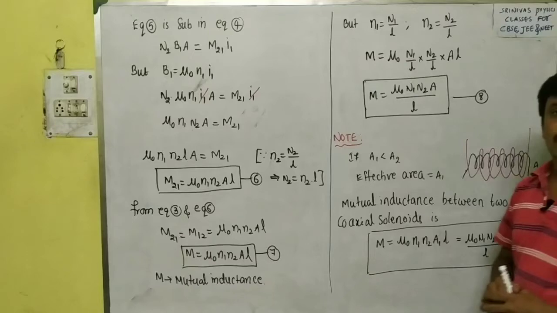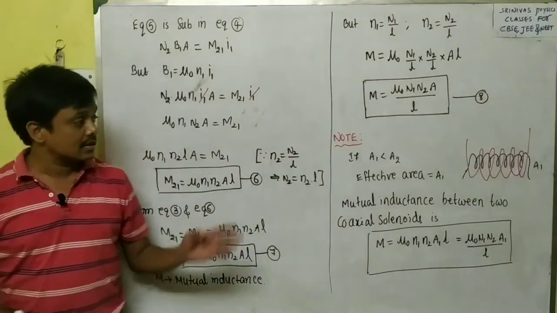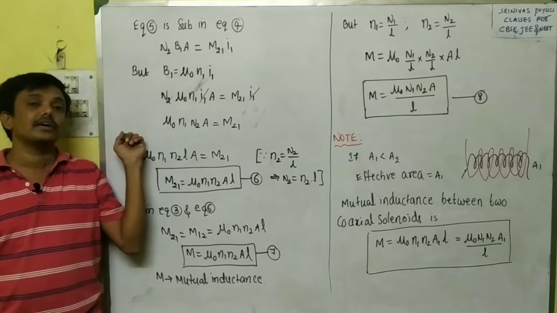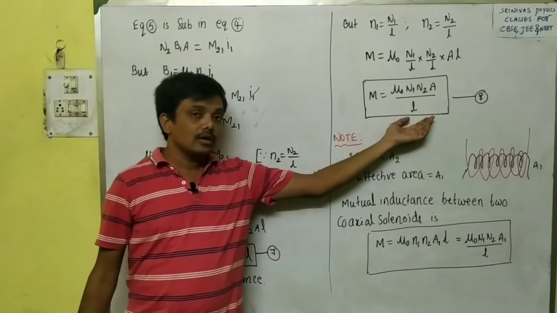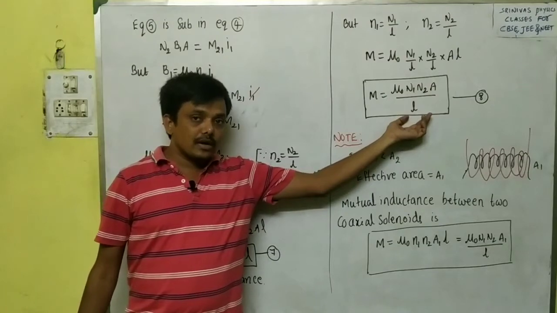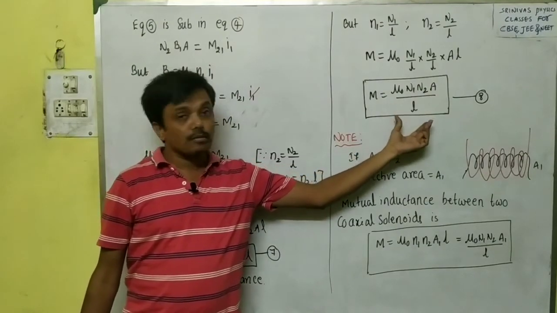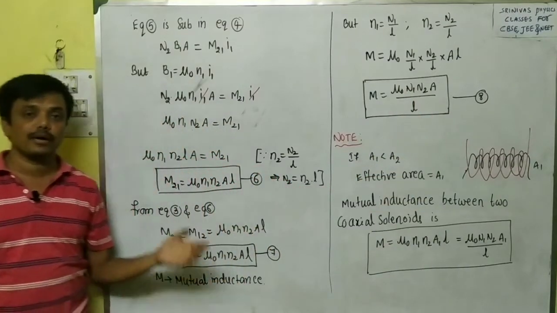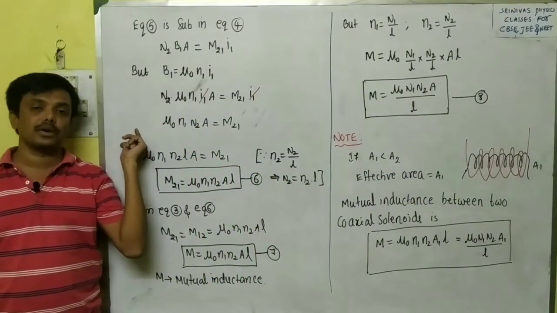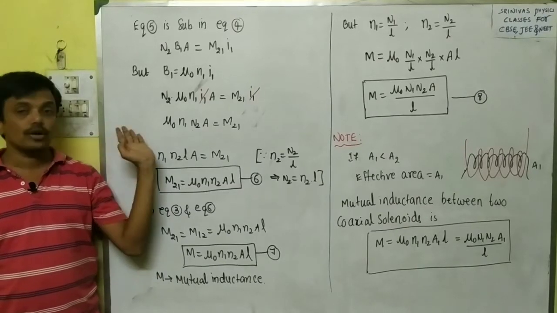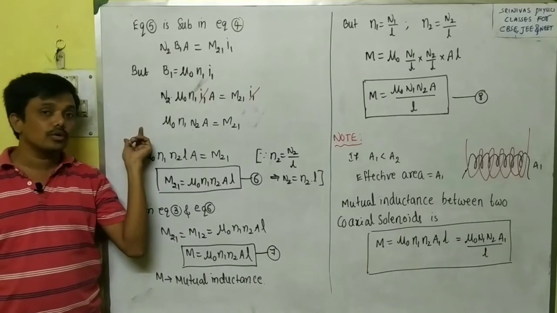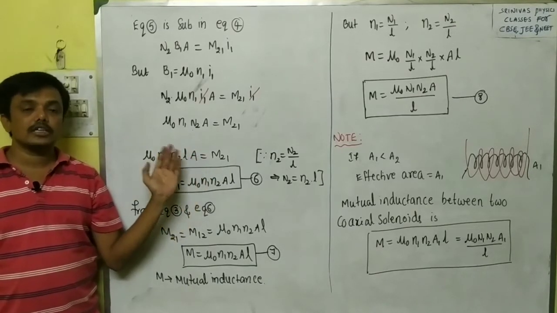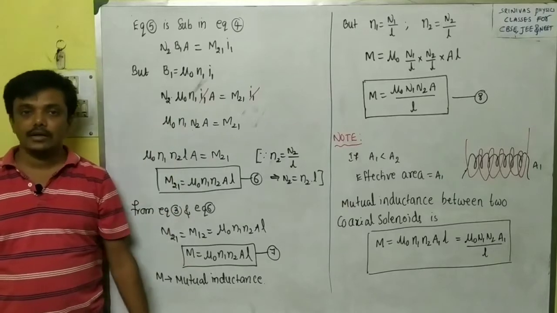Now everyone, you have to take a screenshot and note it. This mutual inductance between two coaxial solenoids is a very important topic, and this derivation will come for 3 marks. They may ask based on a problem or ask this derivation. Practice this derivation properly, and if you have any doubt you can ask me. Now I am going to rub this out, and after that I am going to explain one problem related to this mutual inductance between two coaxial solenoids.